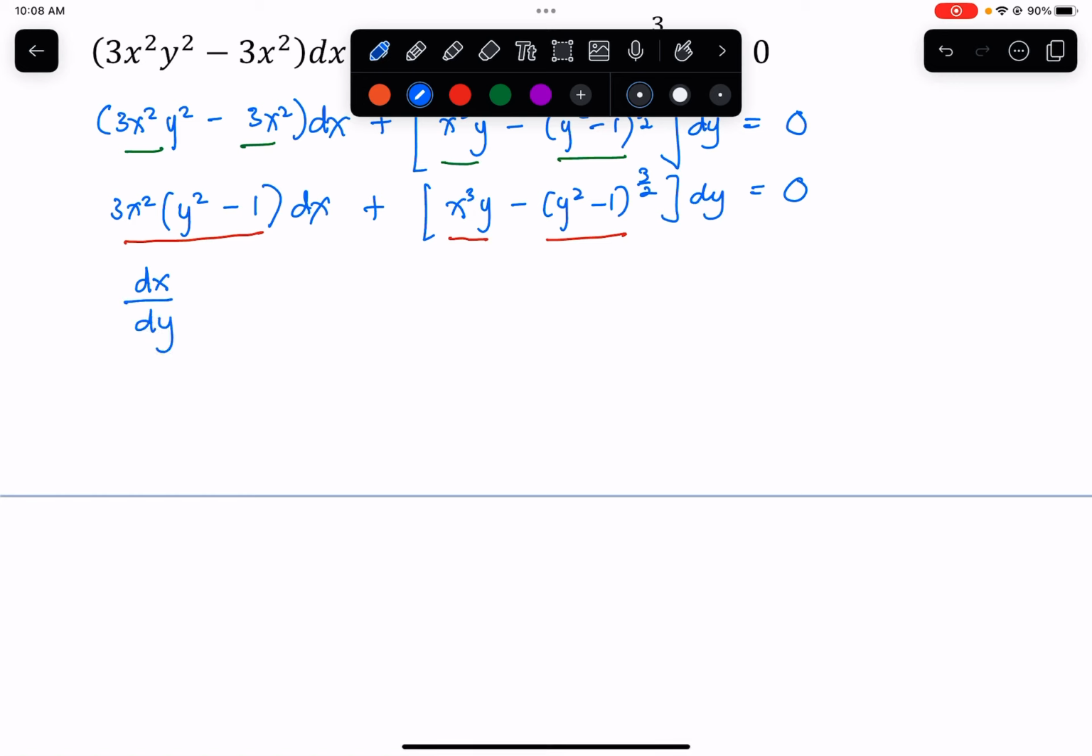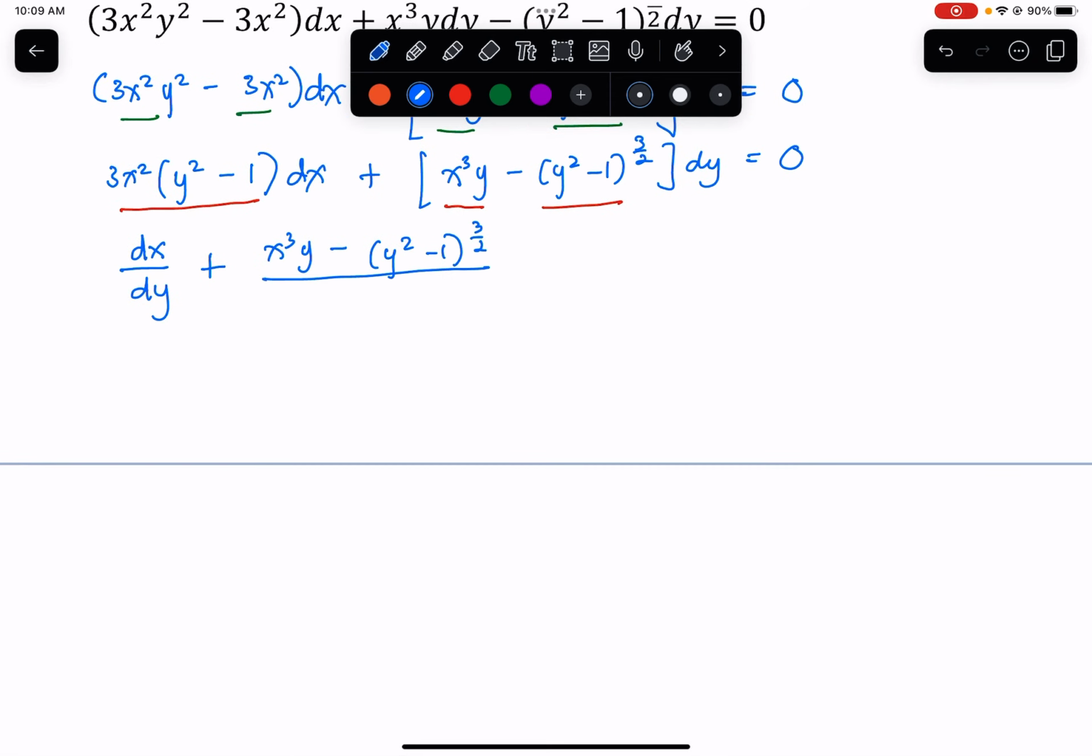Meaning dy will move down. So what is multiplied with dy, we retain there as x cubed y minus y squared minus 1 raised to 3 halves. And the function which is multiplied with dx, we move down, giving us 3x squared times y squared minus 1, is equal to 0. So why did we do that? It's because we want to separate this one into two terms.